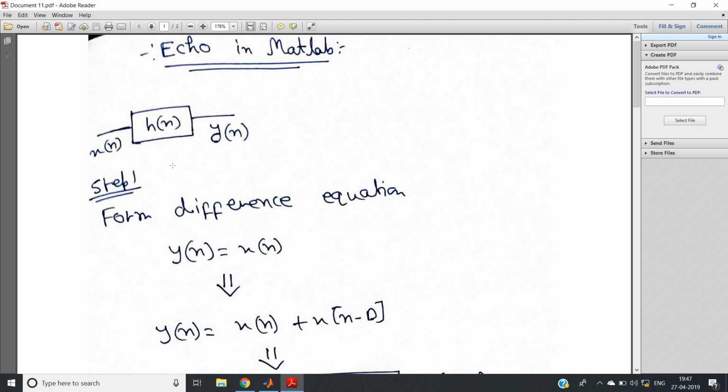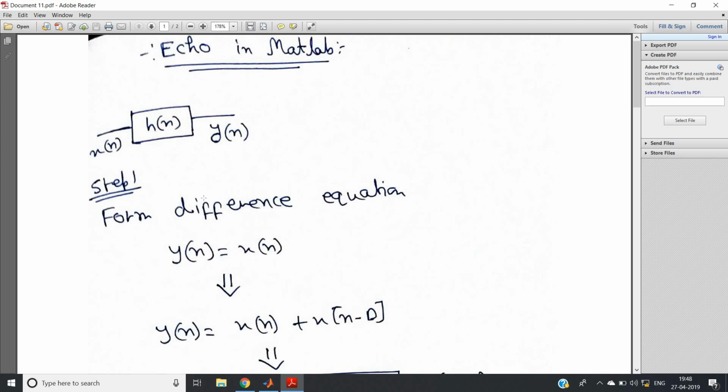Okay, echo means nothing but a delayed version of the original signal, right? If one signal comes directly to your ear and another signal, which is basically that same signal but with some delay, comes to your ear, then you will feel that as echo, right? So based on this concept we will try to define the mathematical expression of h of n, and from there we will determine the Matlab code.